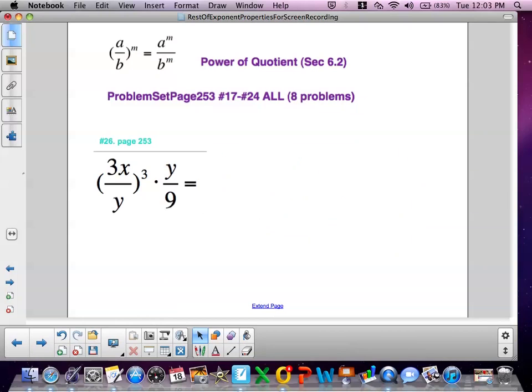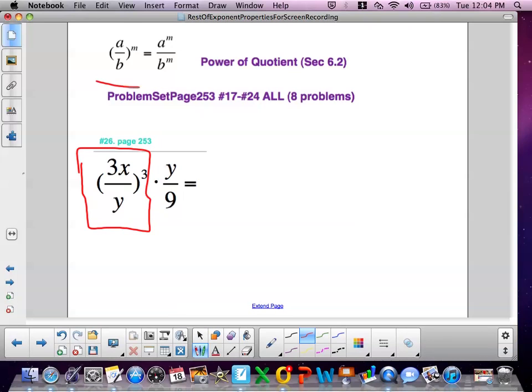Okay, here's the next example, using this same property, power of a quotient. I now have a product to calculate, but it's still the same. So this expression is cubed. This expression will illustrate my property. So I cube each term. I'll have 3 cubed and x cubed, and then the y also gets cubed. So the power here gets applied to each term in the fraction, and this will be multiplied by y over 9. So this looks like this.